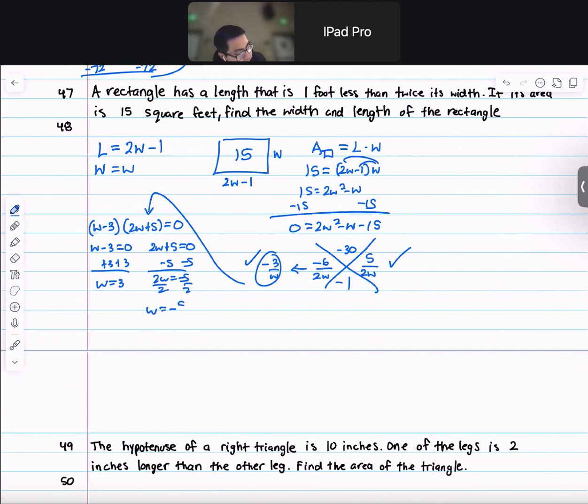W equals negative 5 over 2. But remember, the width cannot be negative, so that means the width is 3. And to find our length, we said the length was 2w minus 1, so 2 times 3 minus 1. 6 minus 1, which is 5. So the length is 5, and the width is 3.